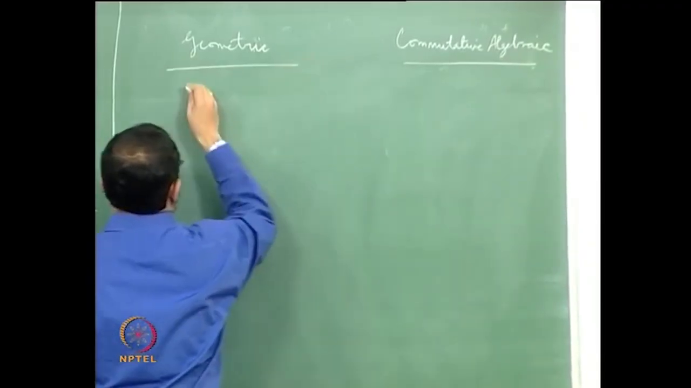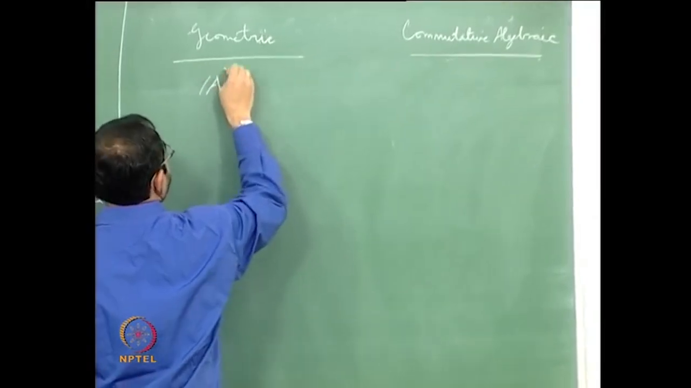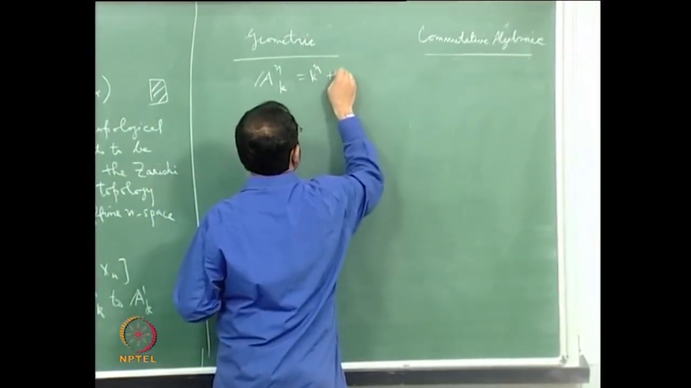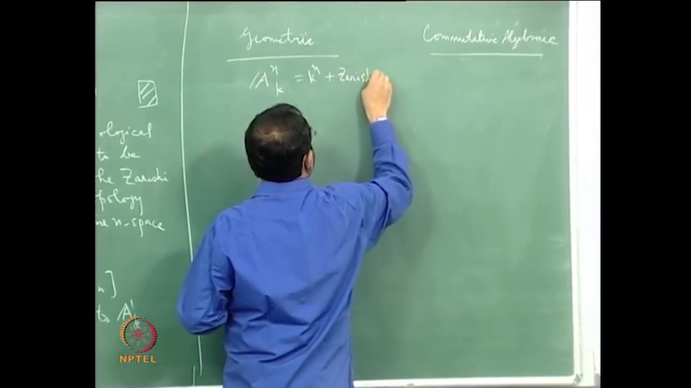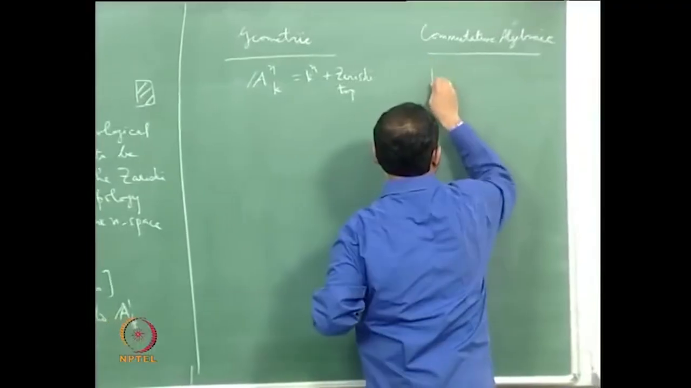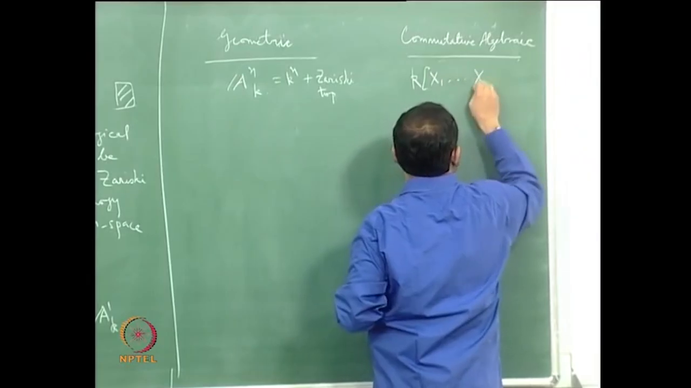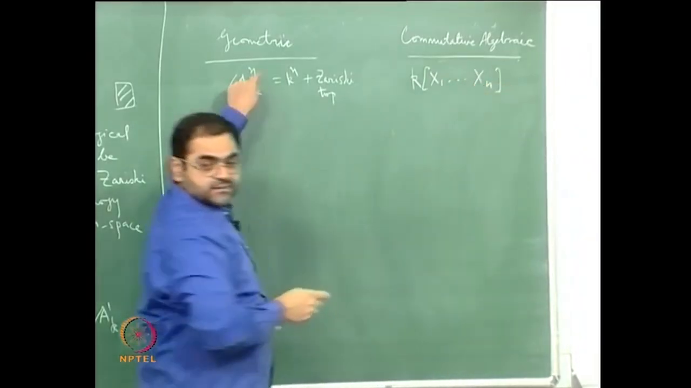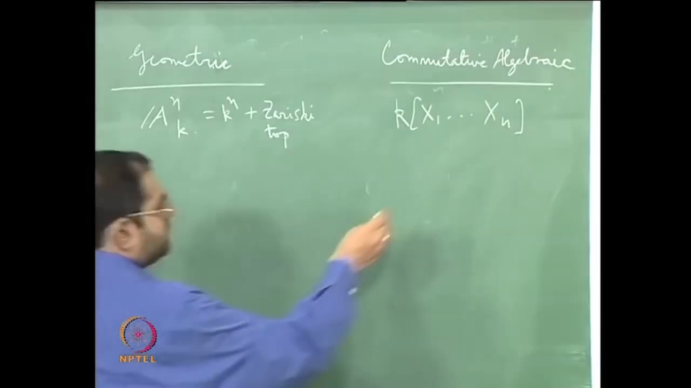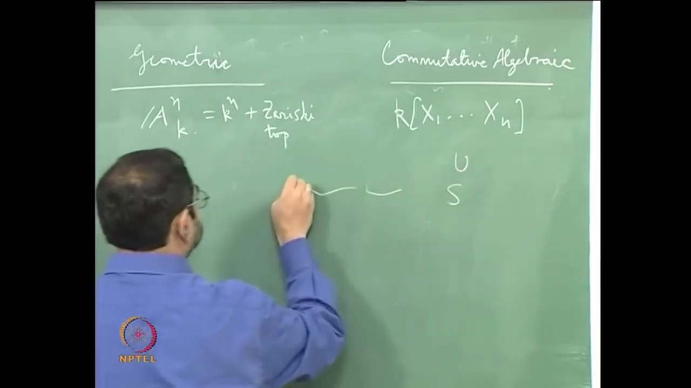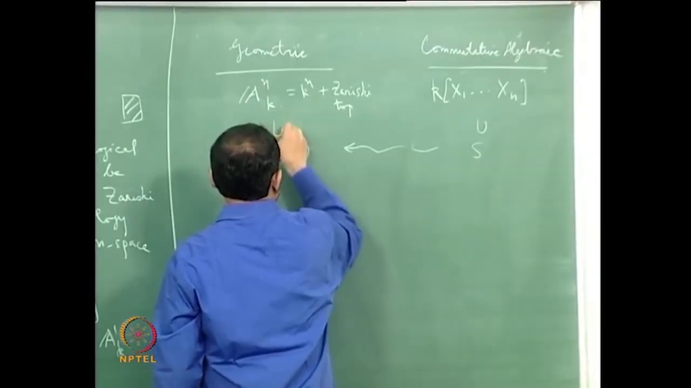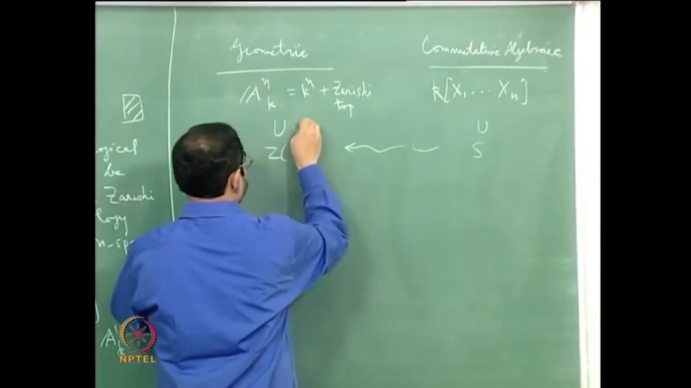So on the geometric side you have A^n_k, which is actually K^n plus the Zariski topology, and on the commutative algebraic side you have the polynomial ring in n variables, the same n as this affine space. And what we did is, we started with a subset here and then we associated to this an algebraic set, which is a set of zeros, and this is actually closed.